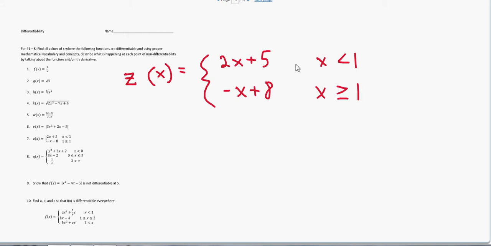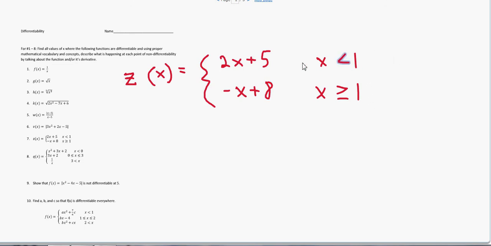Okay, now, the first thing we need to do, just like we did with these other ones here, we can check and make sure z of x is continuous everywhere. When it's a piecewise function, we saw this with the absolute value thing, you check each individual function or piece. 2x plus 5 is always continuous. That's no problem. Negative x plus 8, always continuous. Great. Now the only problem is where it splits.